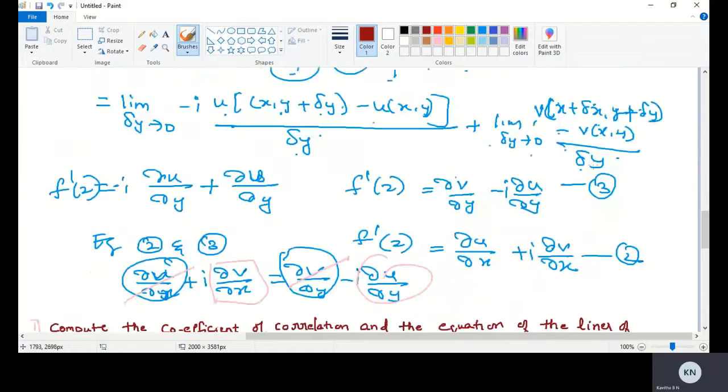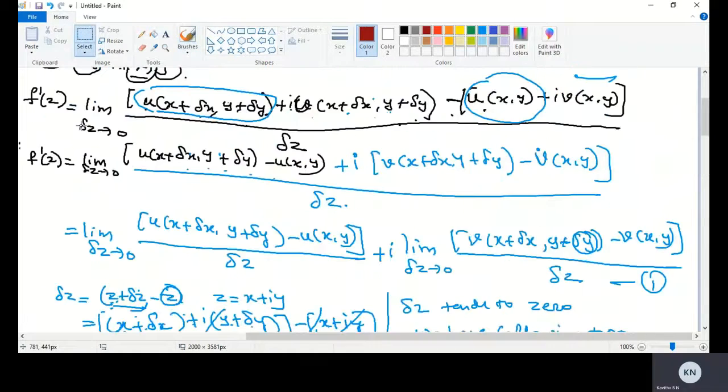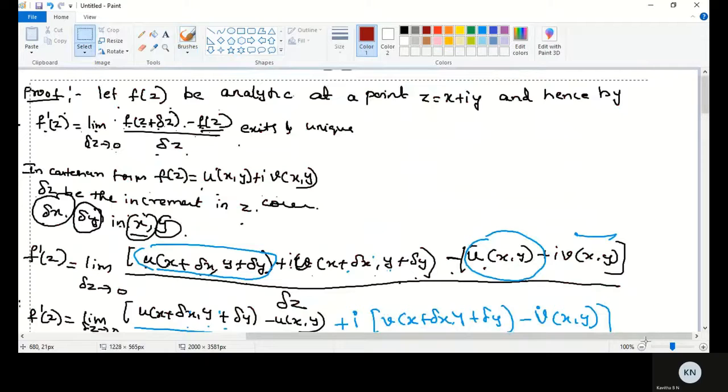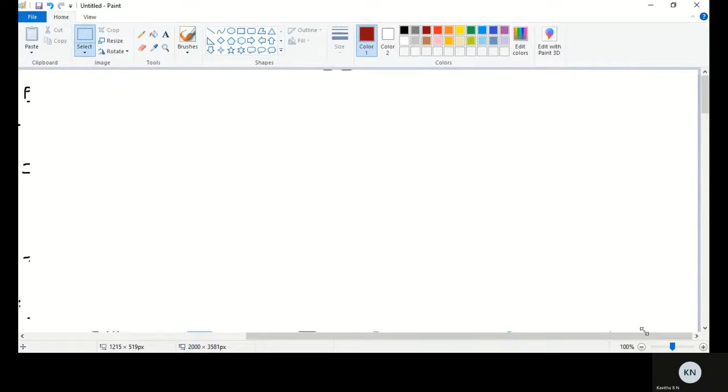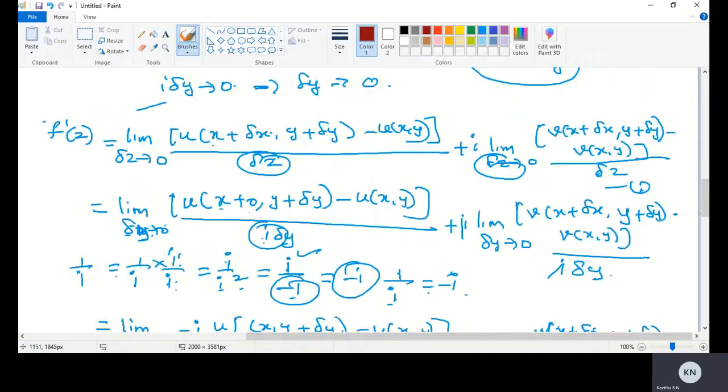Okay, next we need to find sigma x square. Sigma x square is nothing but summation of x square by n minus x bar whole square. And summation of x square we just now found. What is the summation of x square?